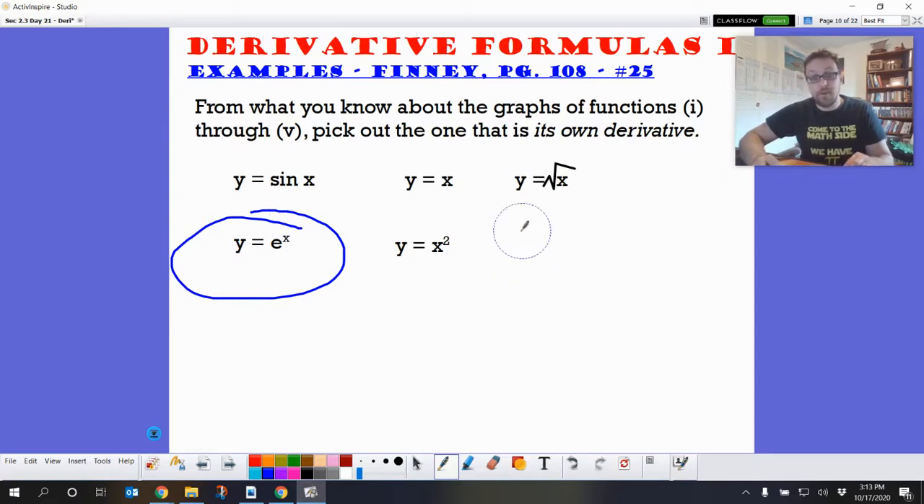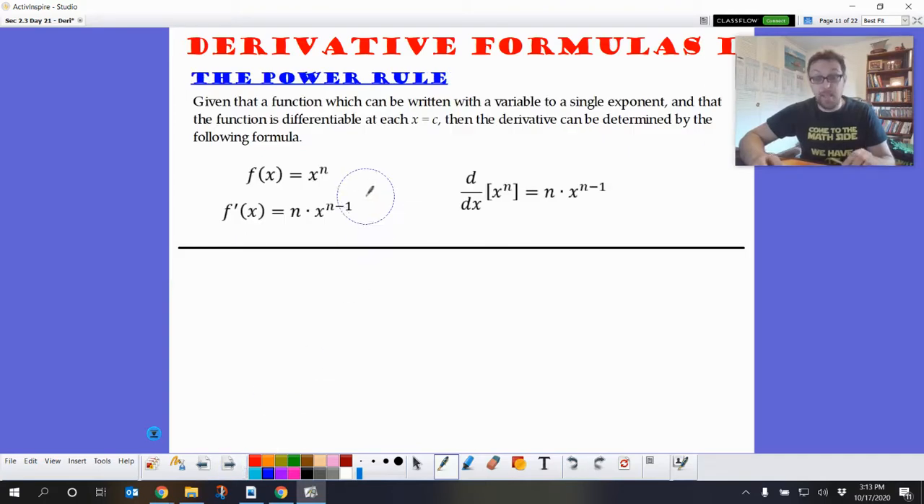The other ones don't quite work, but I have given you a little bit of a preview of what we're doing next, which is the power rule. I believe you have seen this in your physics class if you're taking physics right now. It's a shortcut and it makes derivatives so much easier.